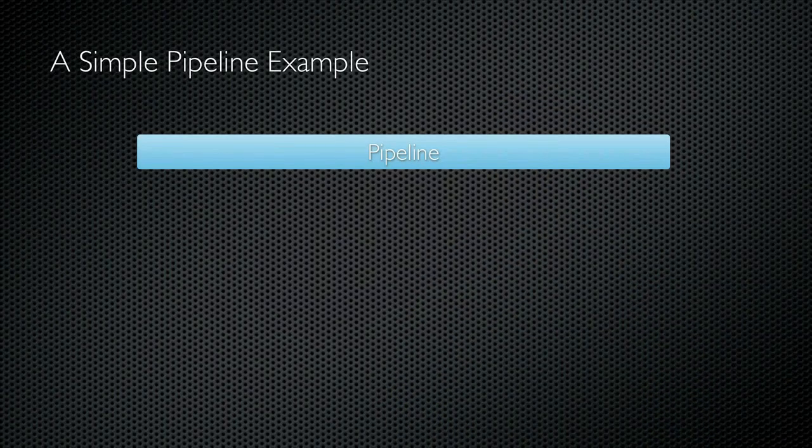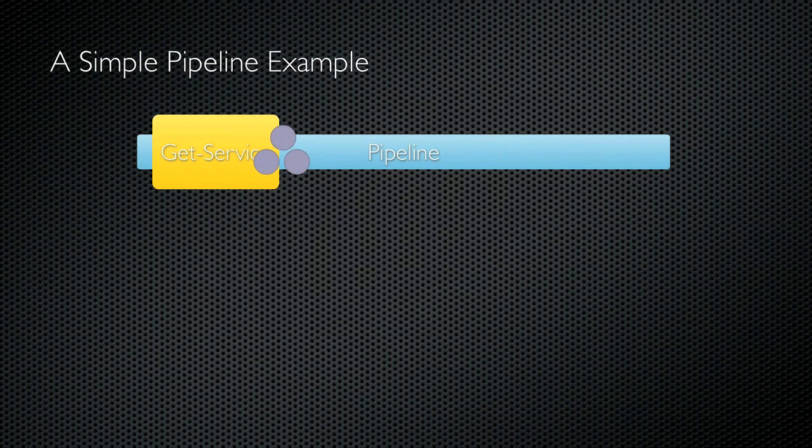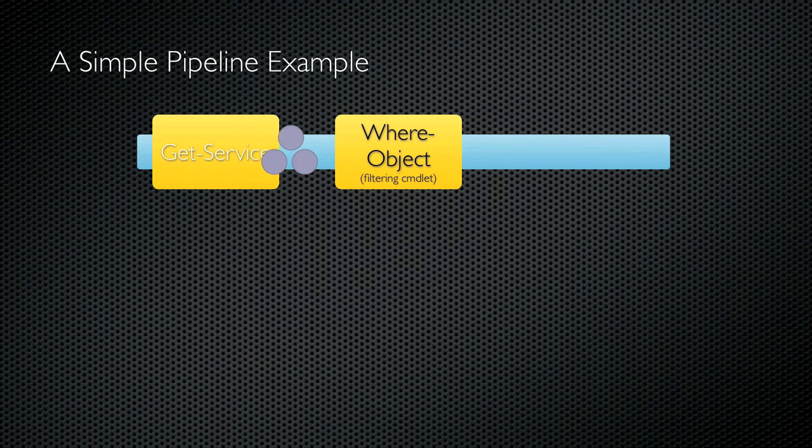Here's a more complex example. I'm again starting with Get-Service, which produces several service objects, but now I'm putting another cmdlet, Where-Object, into the pipeline. As you'll learn later in this course, Where-Object filters objects out of the pipeline based on criteria I specify, such as whether or not the services are running. So, Where-Object receives those service objects and filters out the ones that don't meet my criteria.